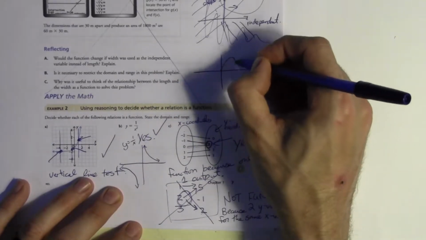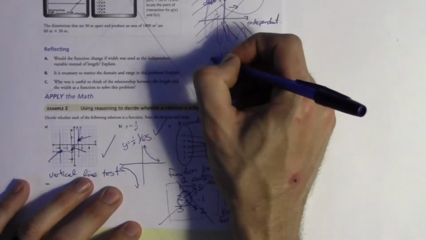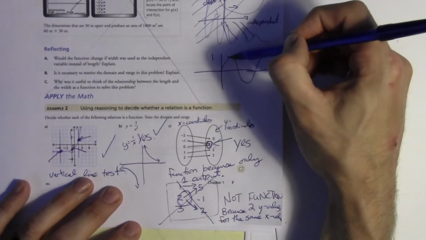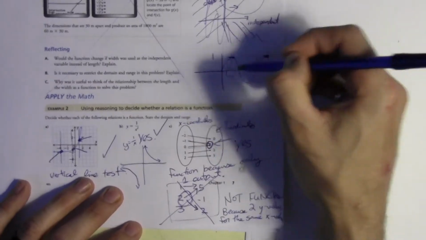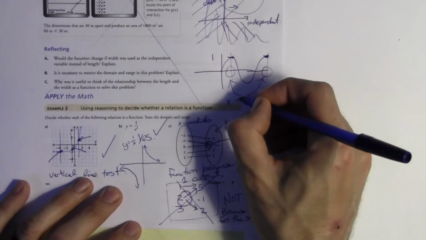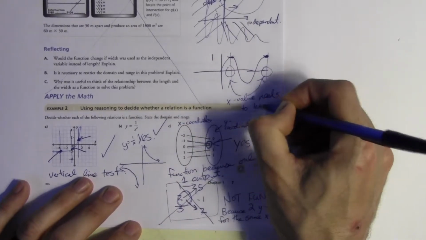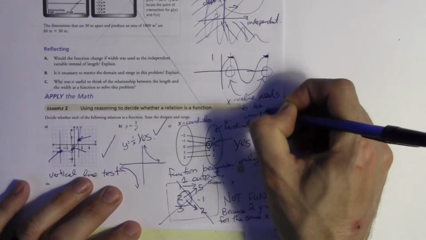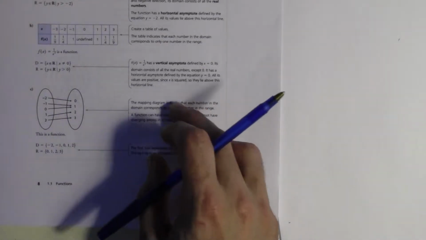If we have the sine graph, this we all know is a function, of course. This is y equals 1, and this is y equals 1. You can have two values of y equals 1, but they have to be unique x values. The x value needs to be unique. Any questions about that? No? Okay, let's move on.